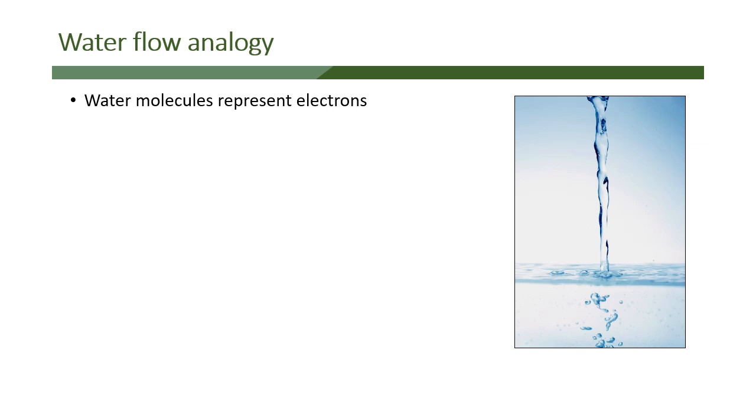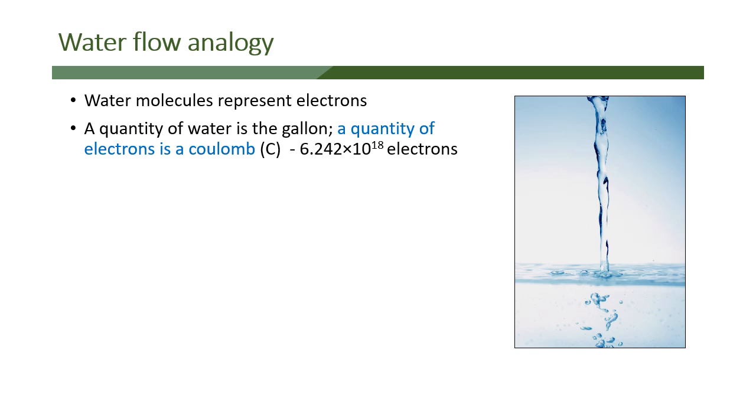So before we get into the details, let's look at water flow and see how we can use this as an analogy for what's going on with voltage, current, and resistance. So we're going to have water molecules represent electrons, and a quantity of water is a gallon, as you know. A quantity of electrons is called a coulomb. And just for fun trivia, if you ever want to win a trivia contest in a bar sometime, a coulomb is 6.242 times 10 to the 18th electrons.